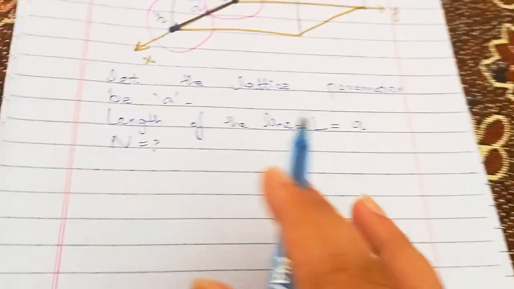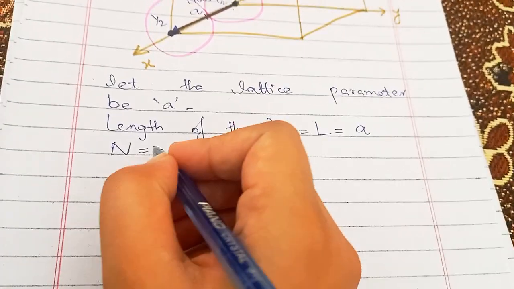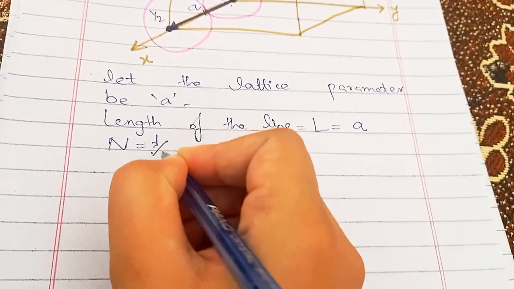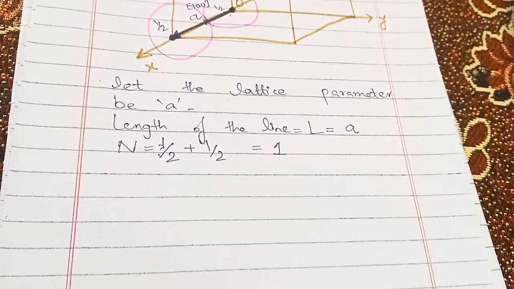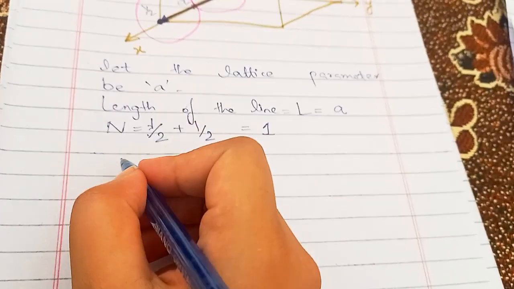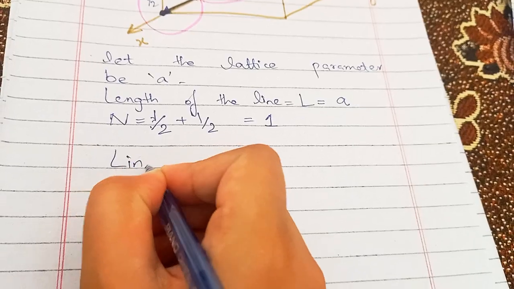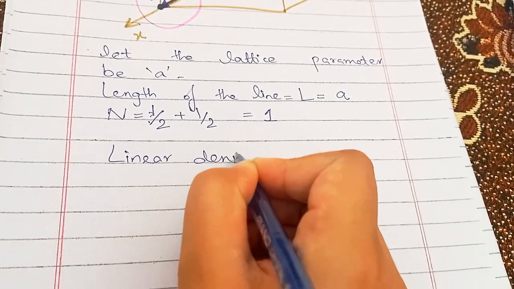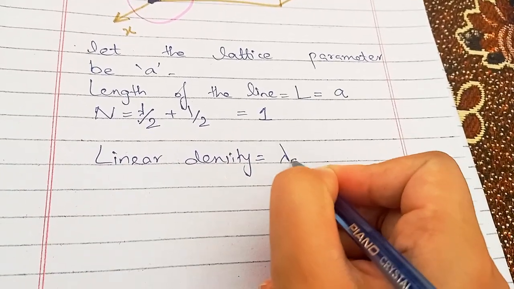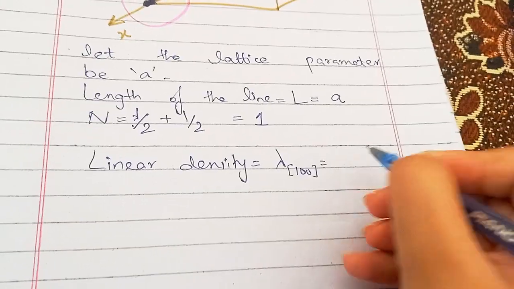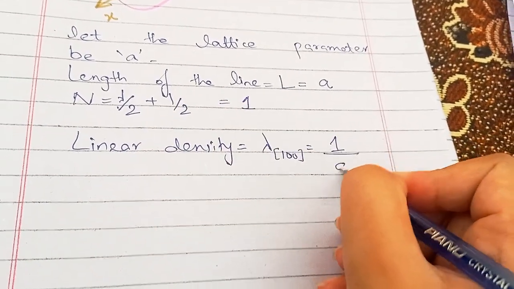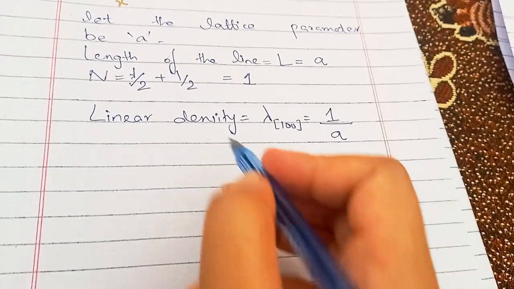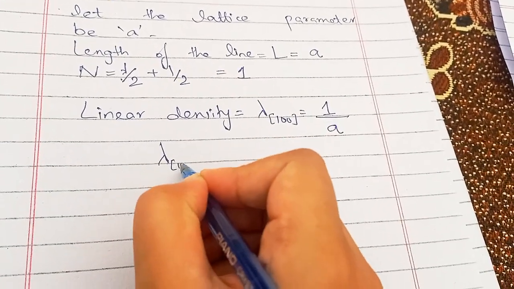That is really simple. You have to just remember this simple thing, and you write 1/2 plus 1/2 here, which is equal to 1. Okay, and now the linear density for 100 is equal to 1, which is the net number of atoms lying on the line, divided by a. 1 over a. This is the linear density in terms of lattice parameter.